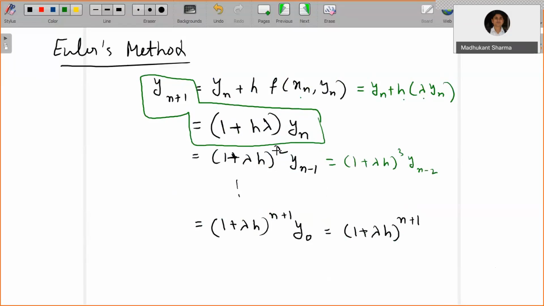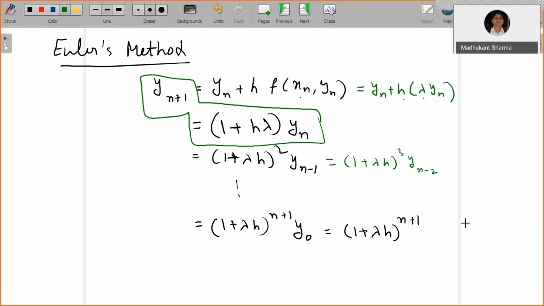You can see that the power is 1 in the first case and the suffix of y is n, so the total is n plus 1. In the next, 2 plus n minus 1 is n plus 1, 3 plus n minus 2 is n plus 1, and so on. So the last term will be (1 plus lambda h) to the power n plus 1. You are going until y0, but note that the y0 value is 1. So this is going to be (1 plus lambda h) to the power n plus 1.